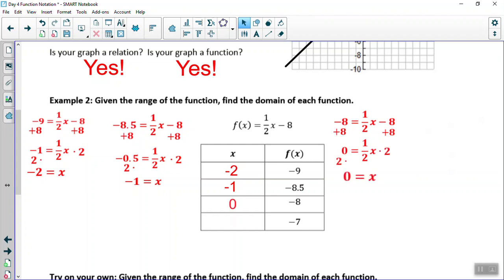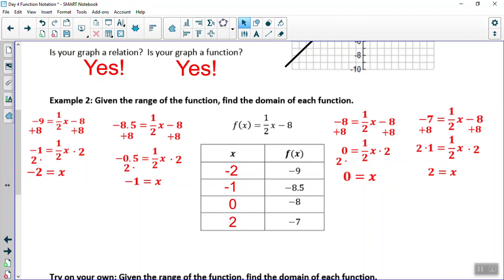And x equals 0. And one more time. This time we're going to replace that f of x with -7. Finish solving. And you'll notice I'm following the exact same steps that I did earlier. Every time I added 8 and then multiplied both sides by 2. This time we're left with x equals 2.